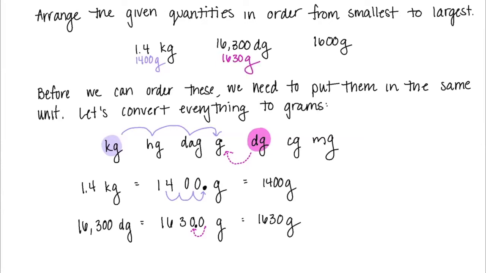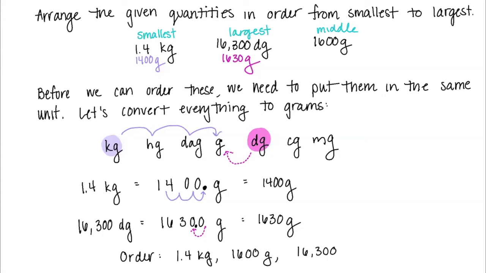So checking everything out, this is definitely our smallest. This is the largest gram amount we have, and this one is in the middle. So the order from largest to smallest is 1.4 kilograms, 1,600 grams, and then 16,300 decigrams. Okay.